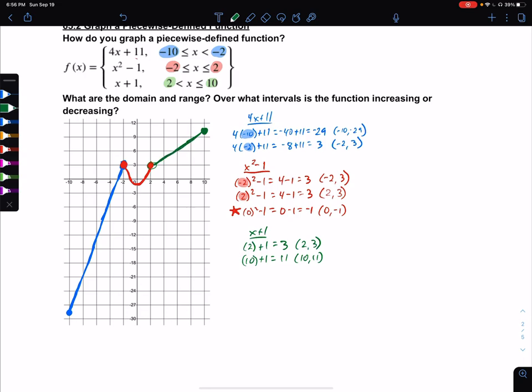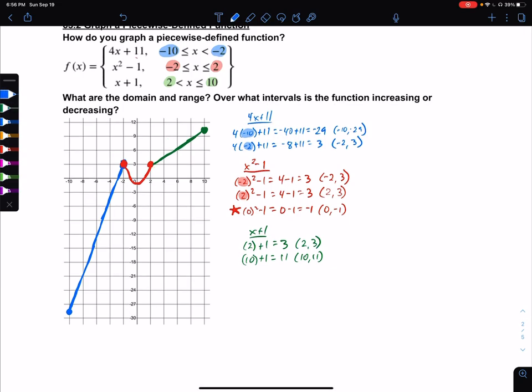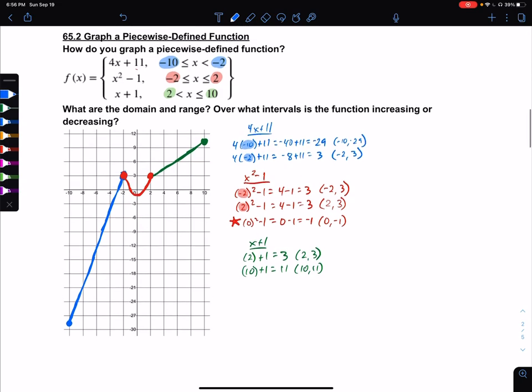So the open green circle would be there. We don't really need it in this case, just like we didn't need that open blue circle right there, because those are taken care of by the red portion of our graph. So that's how we graph the piecewise defined function. So we've graphed it. Now we need to figure out what the domain and range are, and over what intervals the function is increasing or decreasing.